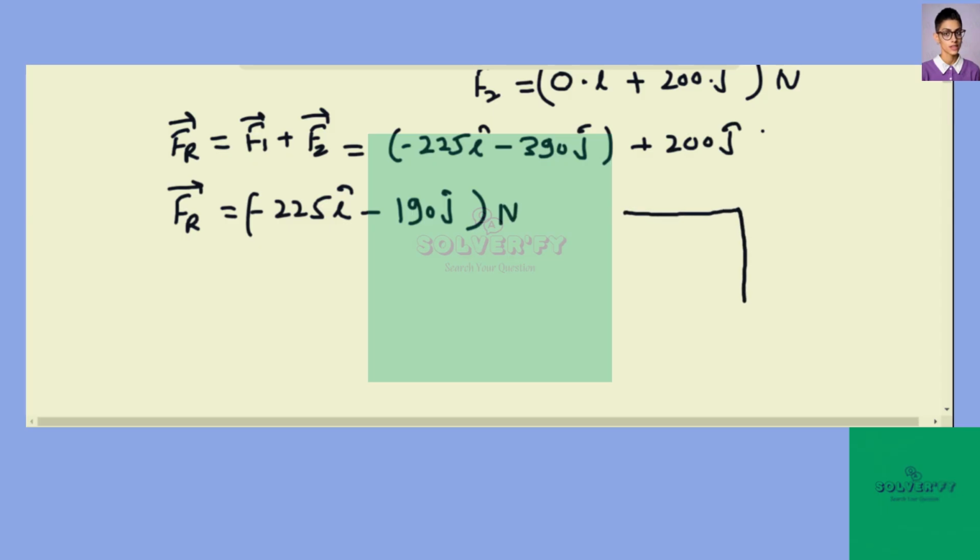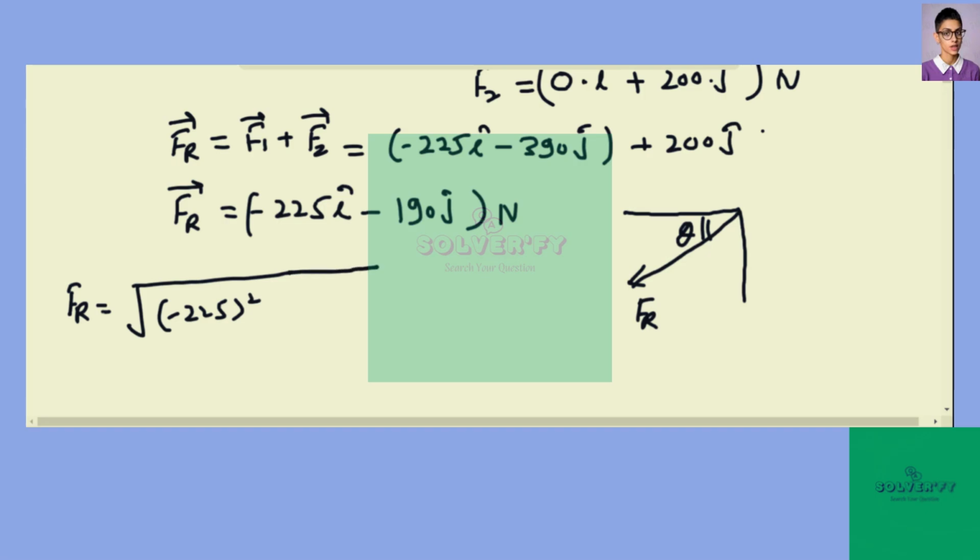Now you can draw the diagram for it. This will be the direction of the resultant force, and it makes angle theta with the negative x-axis. First you can write its magnitude, that would be the square root of minus 225 whole square plus minus 190 whole square. So this value would be around 294 Newton.